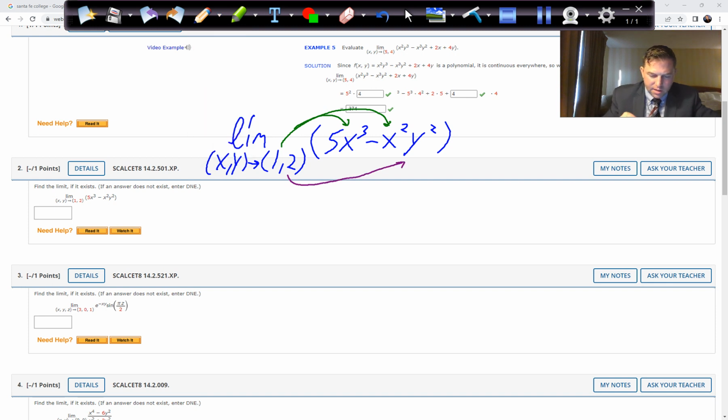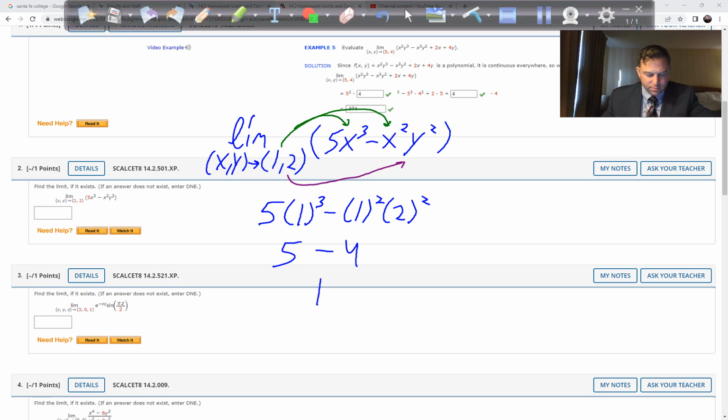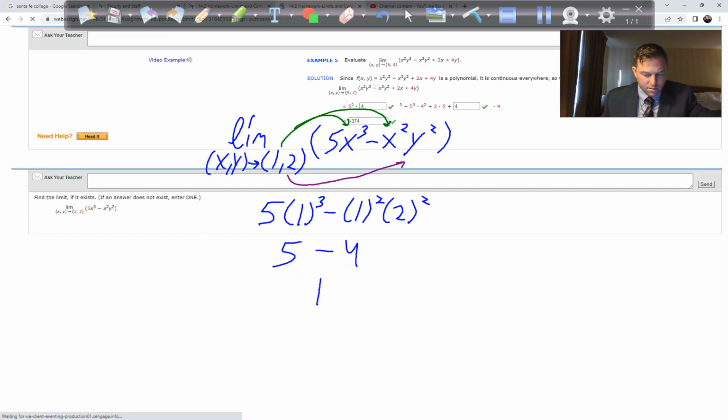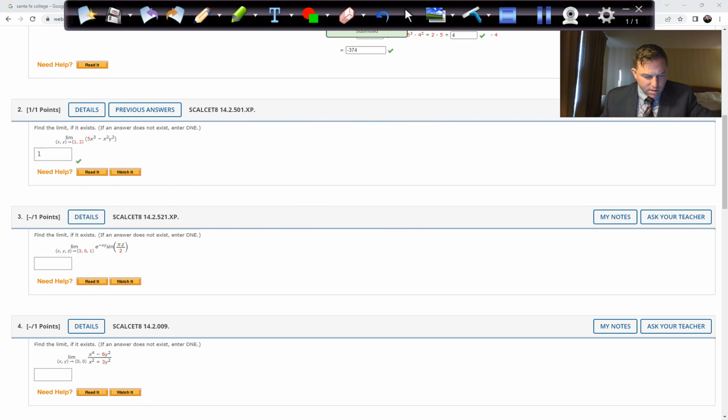So we should get, the limit nomenclature goes away. Once I replace these letters with numbers, I don't need LIM anymore. So this is going to be 5 times 1 cubed minus 1 squared times 2 squared. This is just 5, this is just 4. So the whole thing is just 1. Pretty simple. Okay, so that's problem 2.